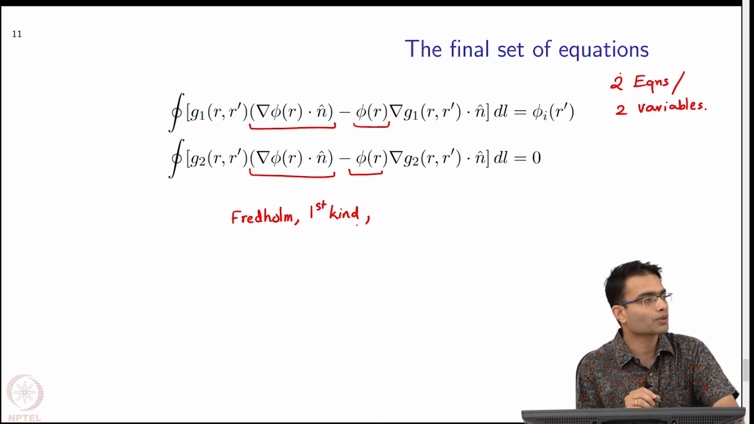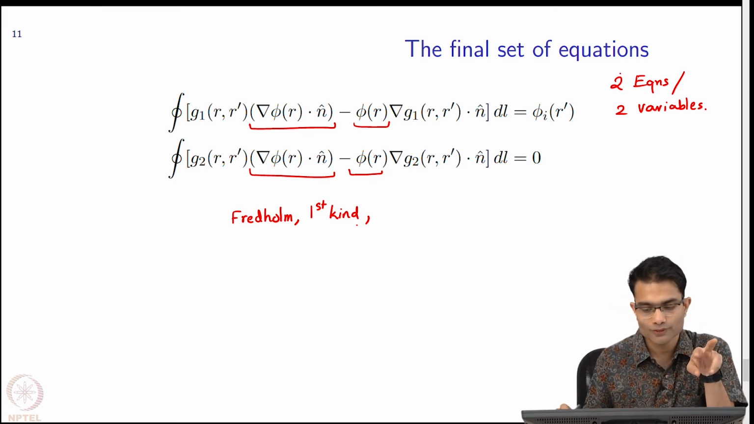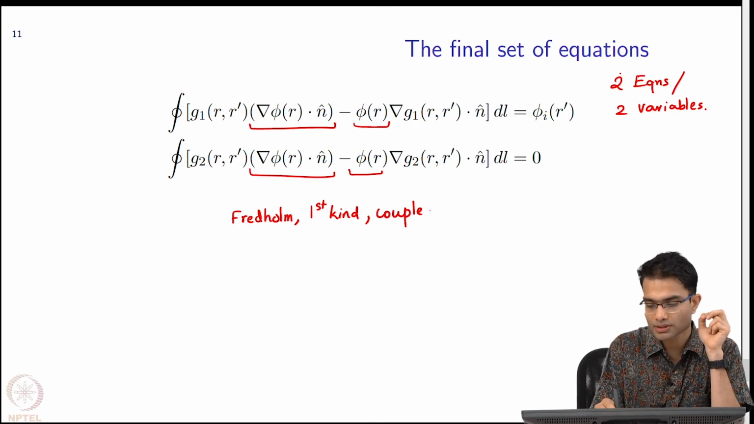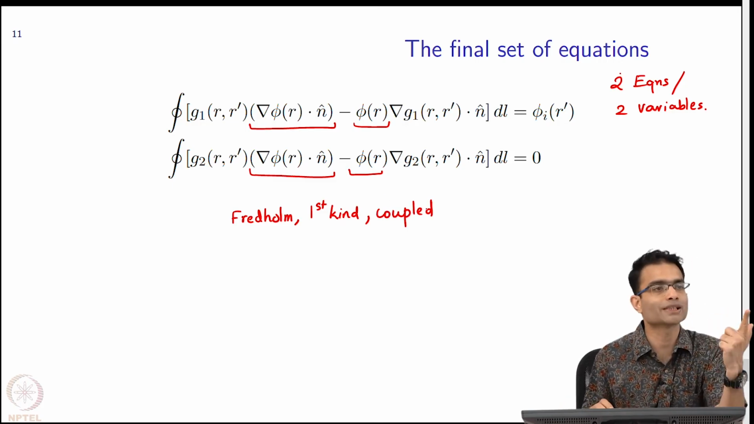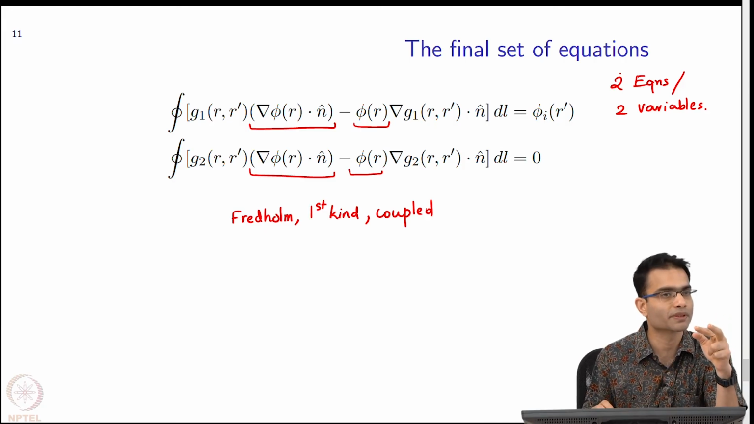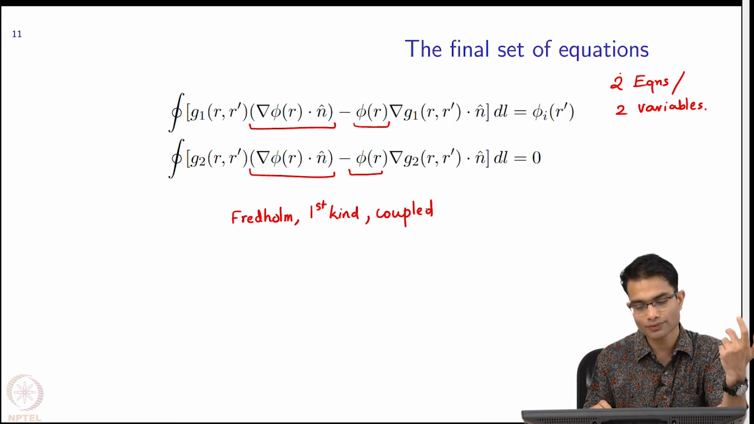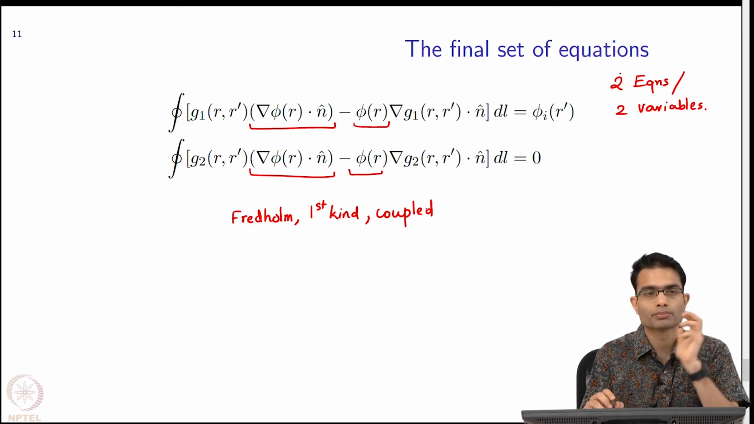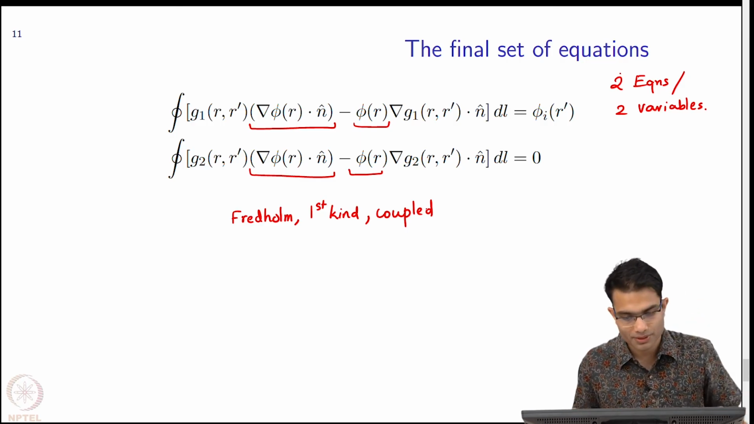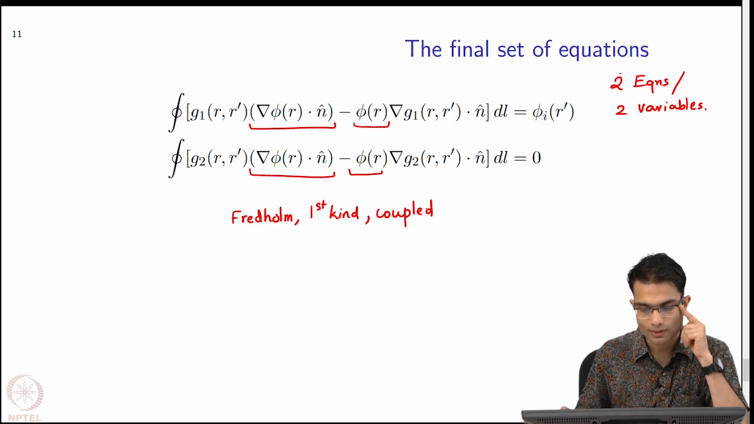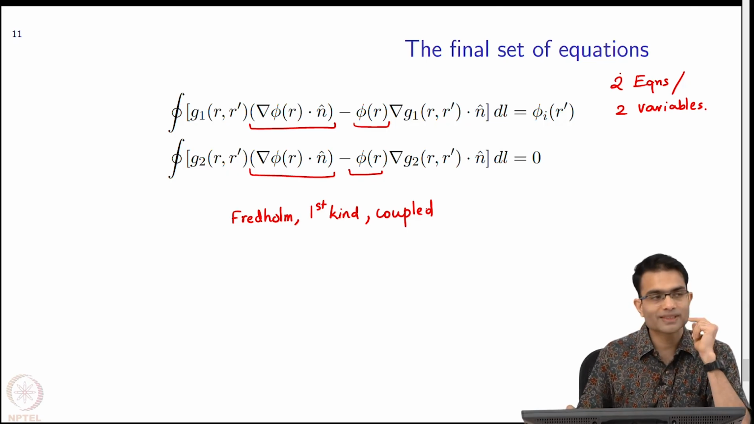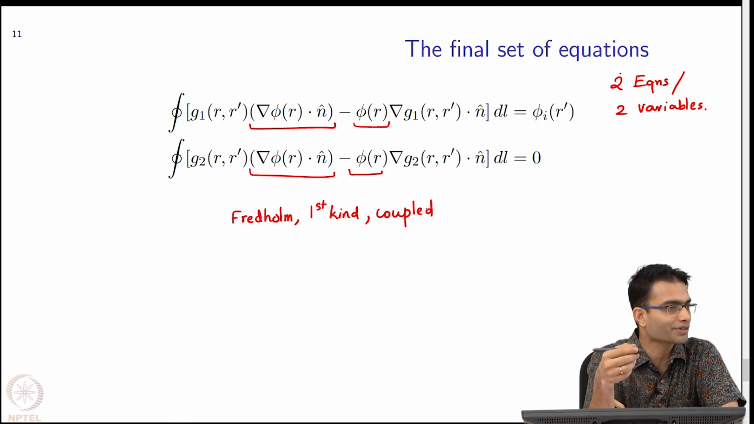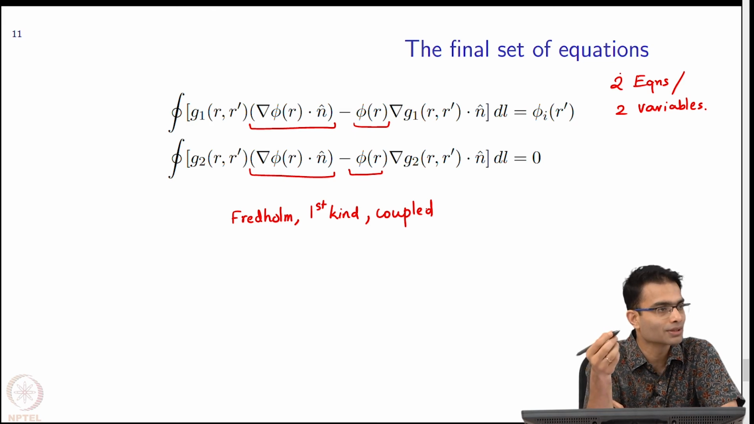But what is different about it is that I have two variables. So these are actually a coupled system of equations. It's not one equation in one variable, it's two equations in two variables. So these are coupled sets of Fredholm integral equations of the first kind. Many adjectives to describe two simple equations. How will we solve these? Actually, there's no great mystery over here. We already know it. What is the process?